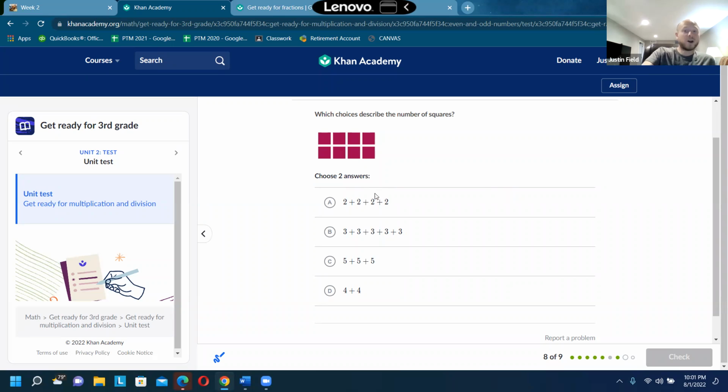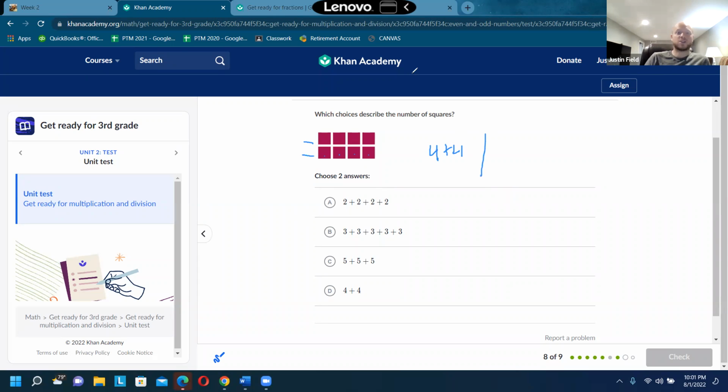So let's look at the rows. How many rows do we have? We have 1, 2 rows. And how many are in each row? 1, 2, 3, 4. So we have 2 4s. So we could say 4 plus 4, which I do see.